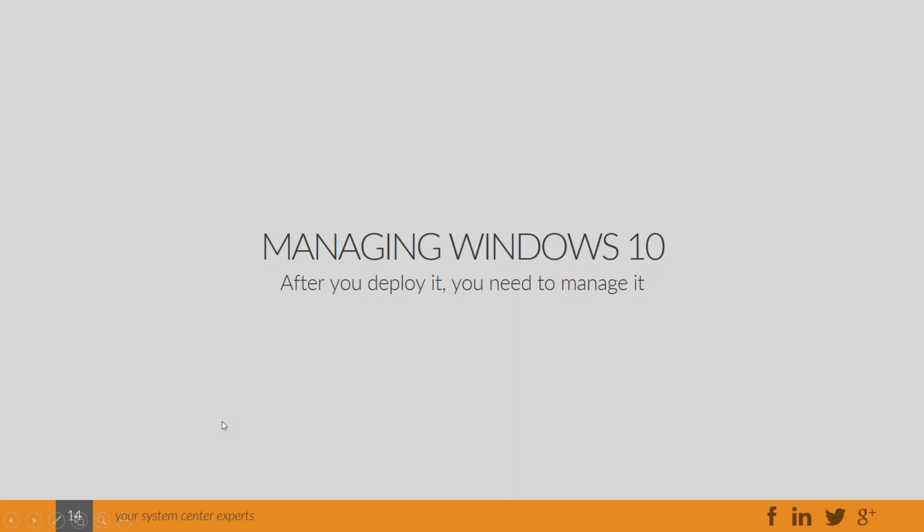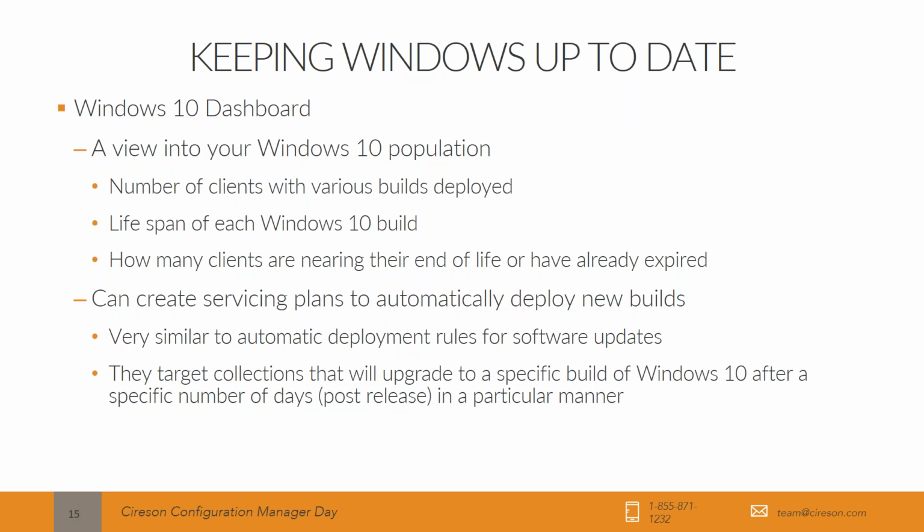There we go. Okay, now once you've got Windows 10 deployed, you now want to manage it. So the cool thing is that to keep Windows 10 up to date, you have a couple different ways of going about this. You can use the Windows 10 dashboard, which I'll show you in just a second. That will give you a view into your Windows 10 population, the number of clients you have with different builds deployed, the lifespan of each build, how many clients have already expired or nearing their end of life.